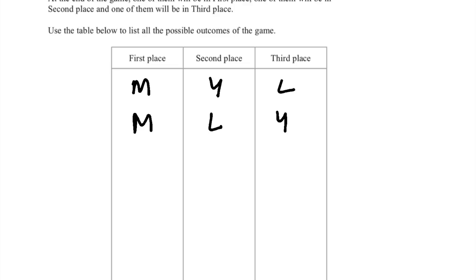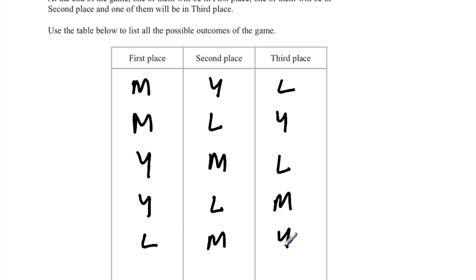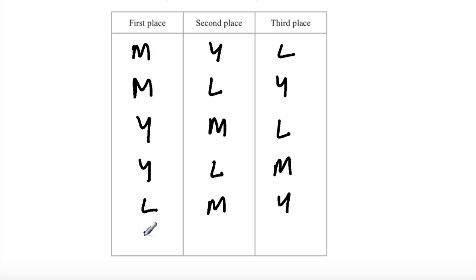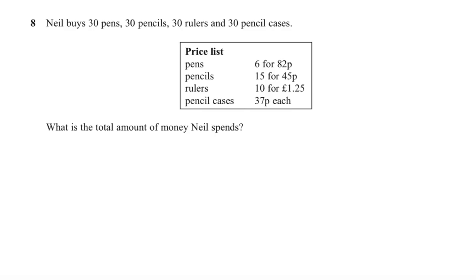Third possible outcome is Yusuf finishes first, Moshen finishes second, Luke finishes third. The fourth possible outcome is Yusuf finishes first, Luke finishes second, Moshen finishes third. The fifth possible outcome is Luke finishes first, Moshen finishes second, and Yusuf finishes third. The final outcome is Luke finishes first, Yusuf finishes second, and Moshen finishes third. And that's your answer.